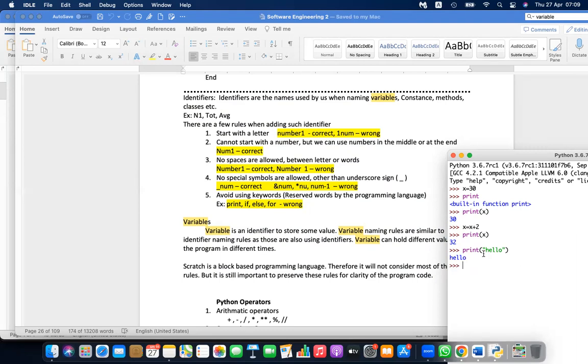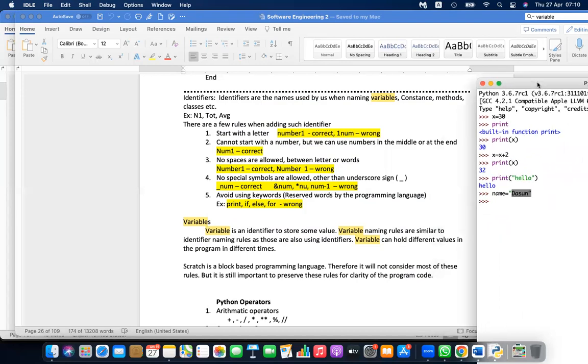But if you say name equals Dasun, so this name is an identifier. Actually, it's a variable because it can be changed, and Dasun is a literal, which is a value. Okay. So when you are introducing these variables, constants, methods, classes, any identifier, it needs to start with a letter. Need to start with a letter, not with a number. Need to start with a letter.